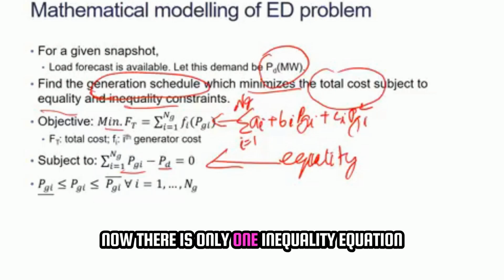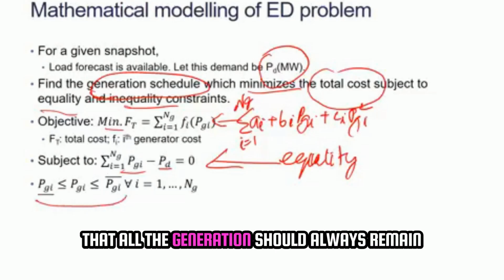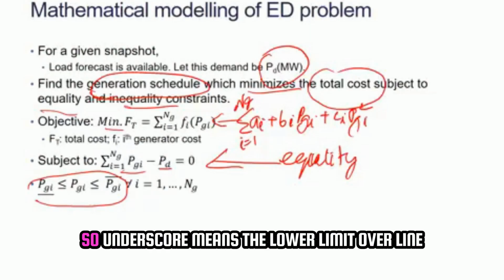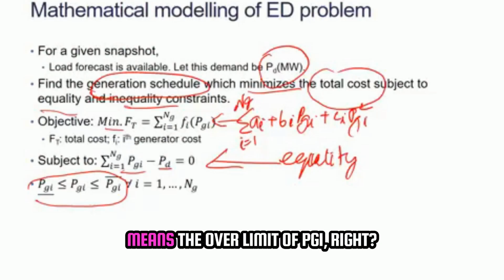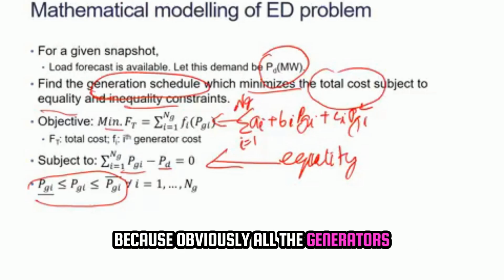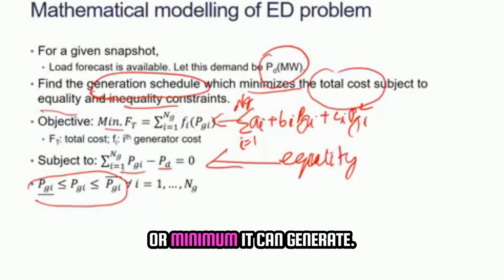Now, there is only one inequality equation, that all the generation should always remain within its lower and upper limit, right? So underscore means the lower limit, overline means the upper limit of PGi. And this will be valid for all the generators, because obviously all the generators have some physical limitation on what maximum it can generate or minimum it can generate.